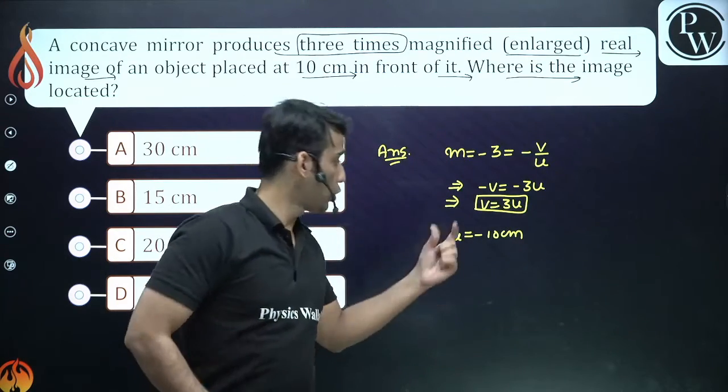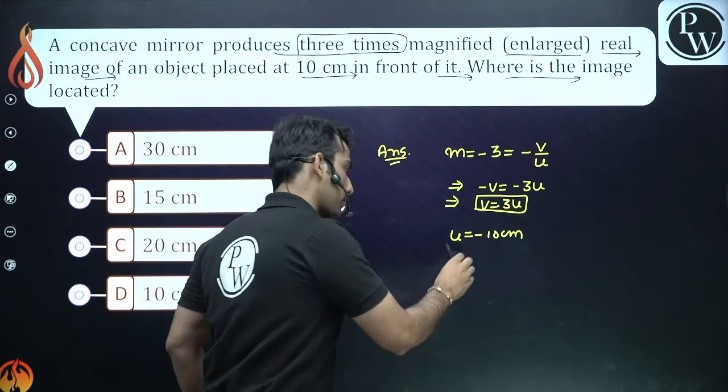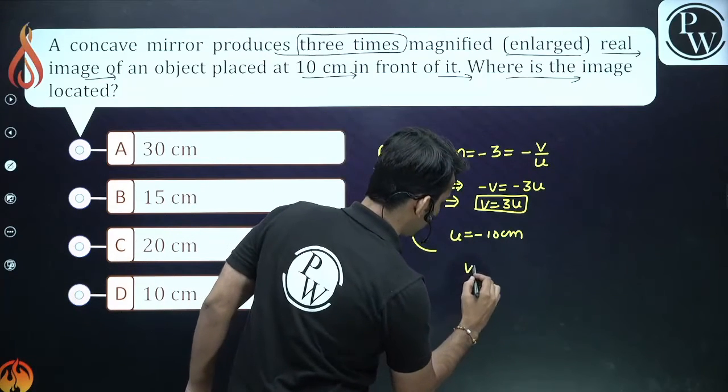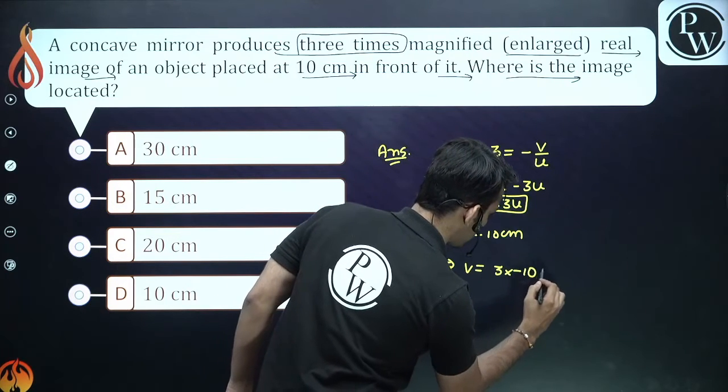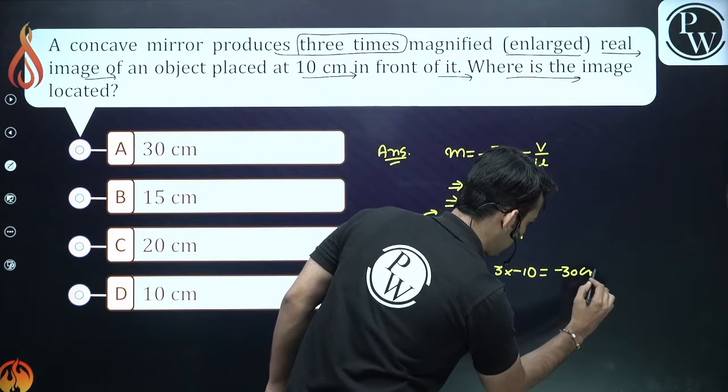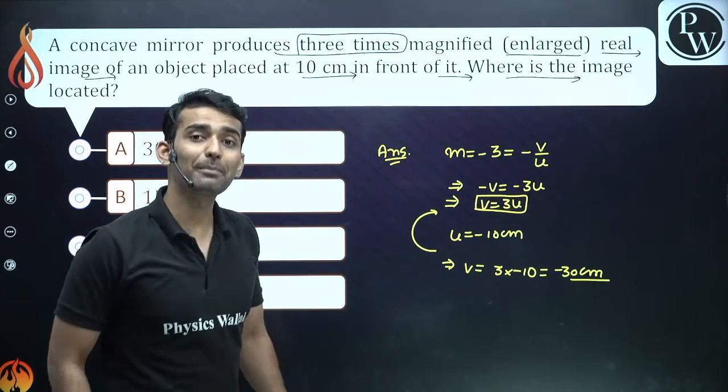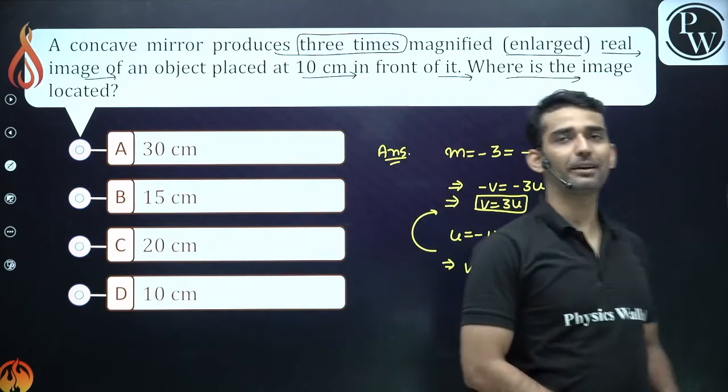Is it clear? So object distance is negative. Now put the value here. What is the image distance, guys? V is 3 into -10, so -30 centimeter. This is the image distance V, -30 centimeter.